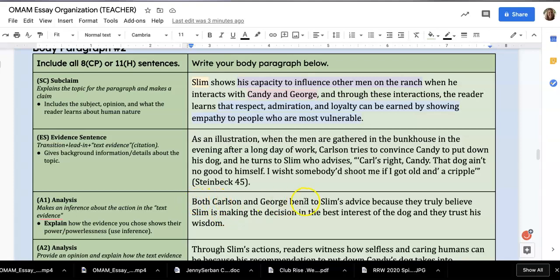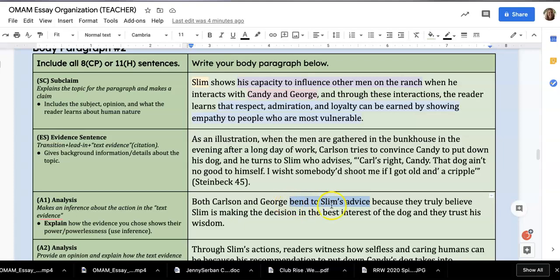Both Carlson and George bend to Slim's advice because they truly believe Slim is making the decision in the best interest of the dog, and they trust his wisdom. So I used two places to show how he's being powerful, but I didn't use the word powerful. Instead, I used this phrase, that they bend to his advice. You could also have said something like that they listen to Slim's advice, that later on they actually talk about how Slim's word is law.